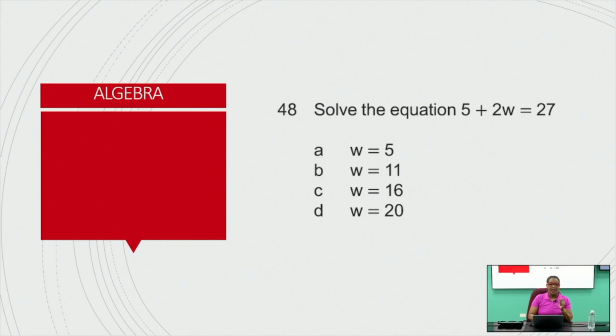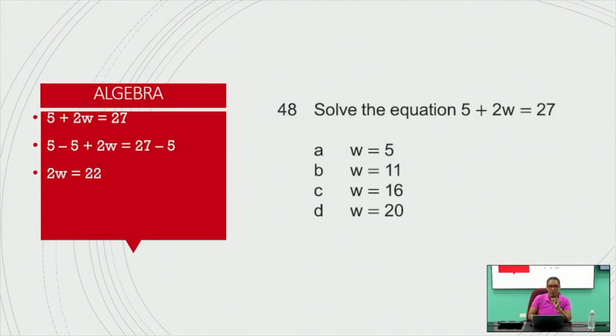We move right along to algebra. Solve the equation. It's a simple linear equation. And the equation says 5 plus 2w equals 27. What, when multiplied by 2 and added to 5, will give us 27? And pretty much, we can work backwards, undo everything that was done. So we're going to take away the 5 that was added first, and we must do it to both sides of the equation. So that will leave us with 2w equals 22.